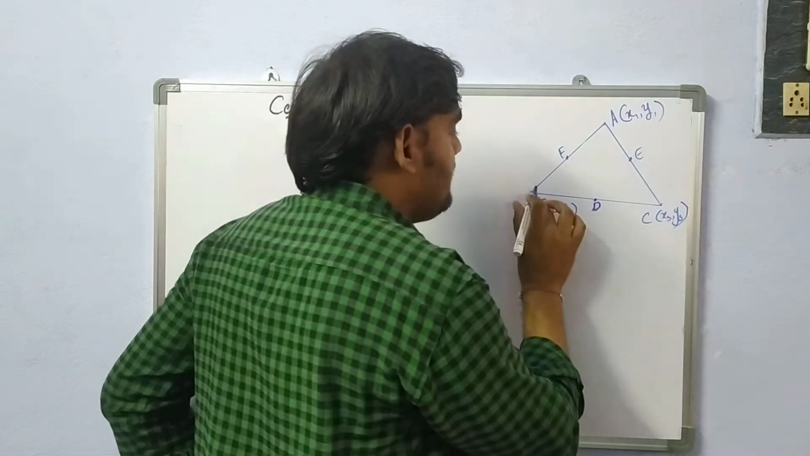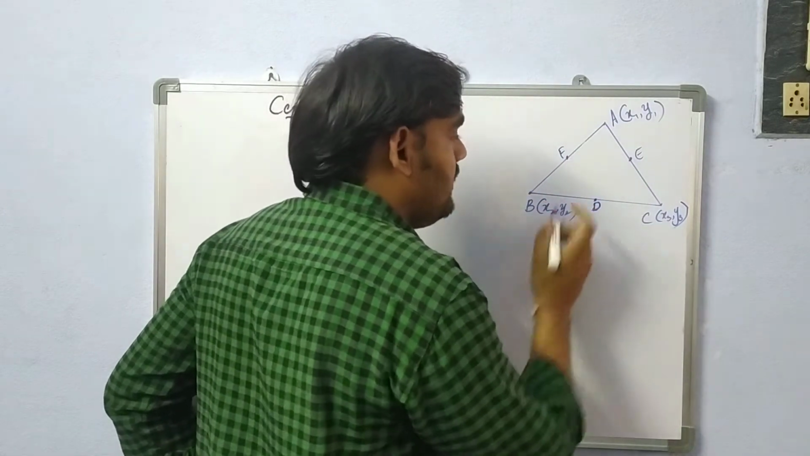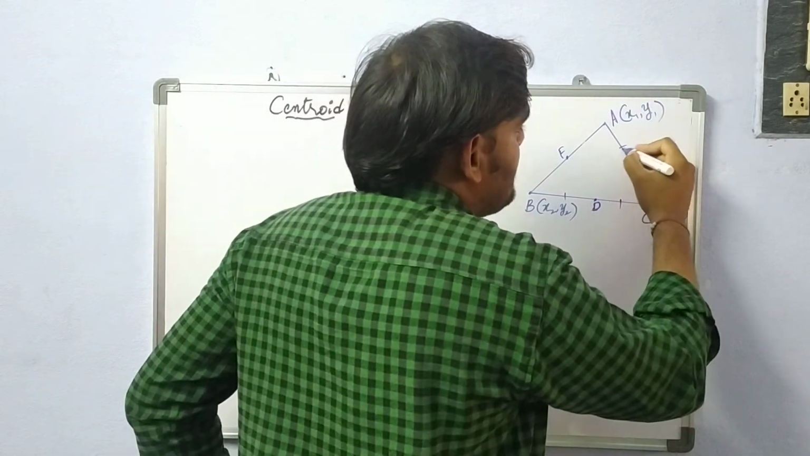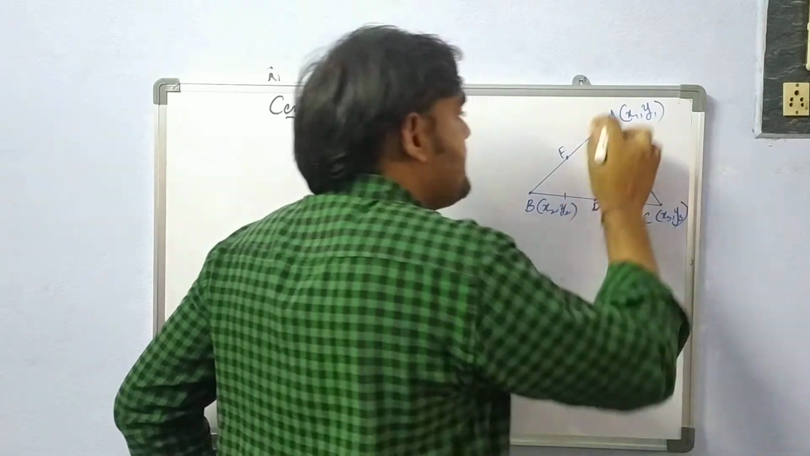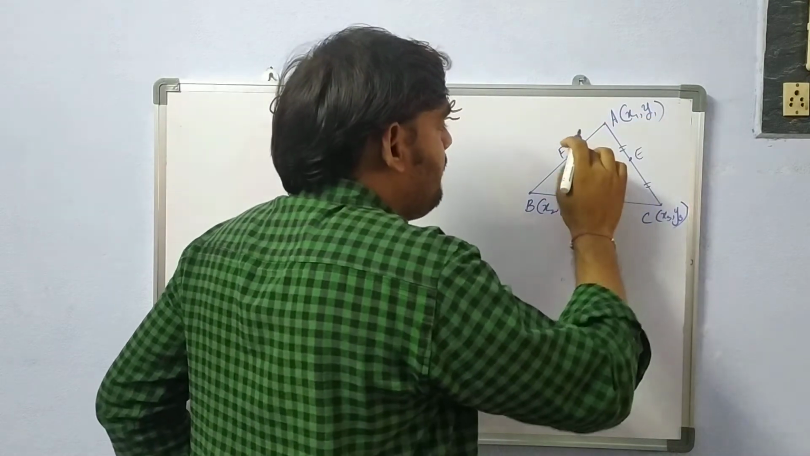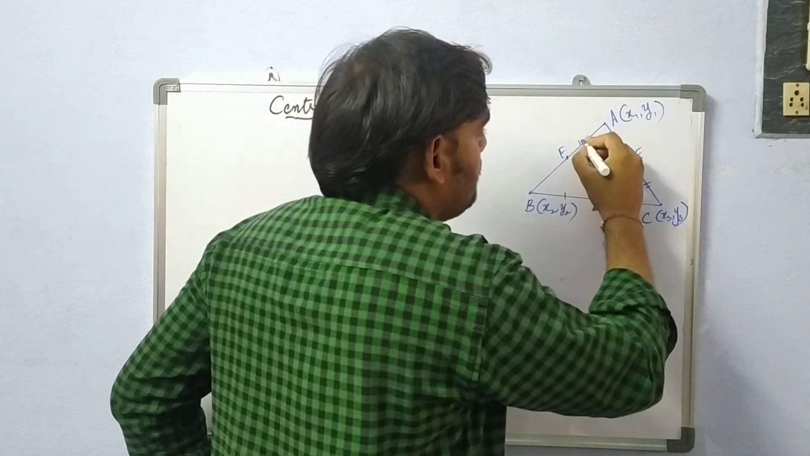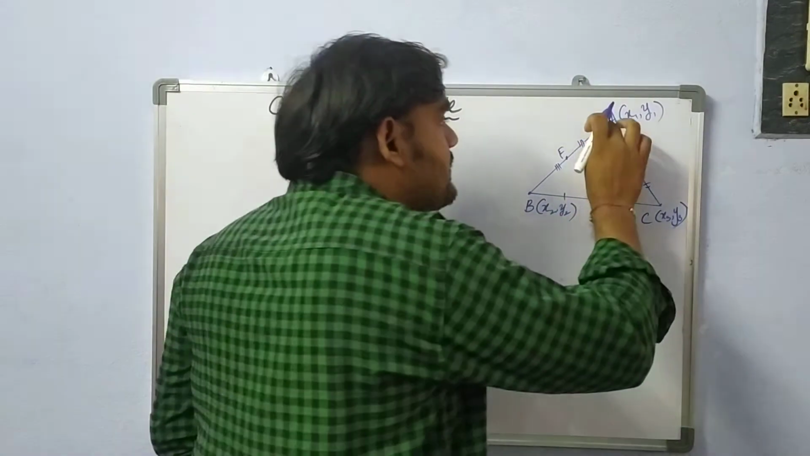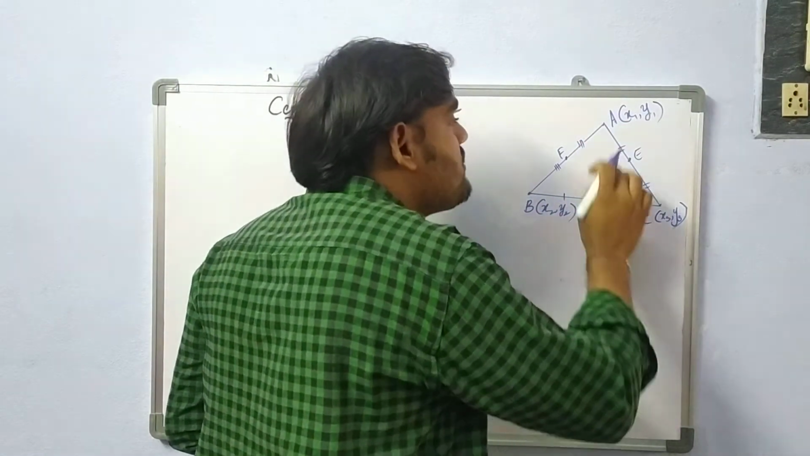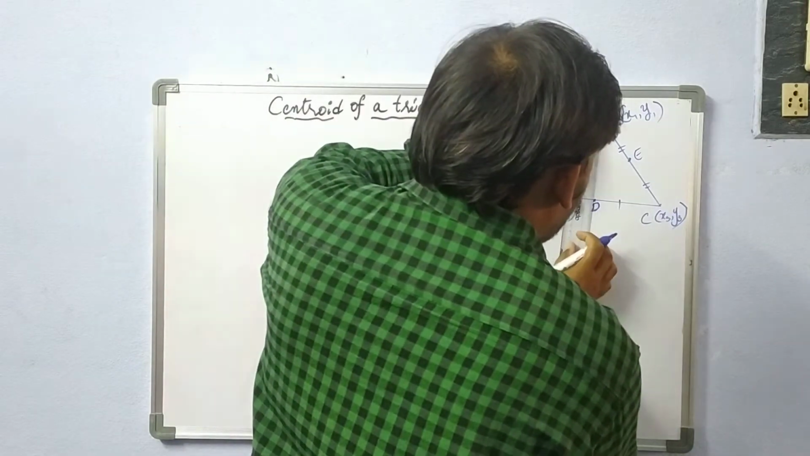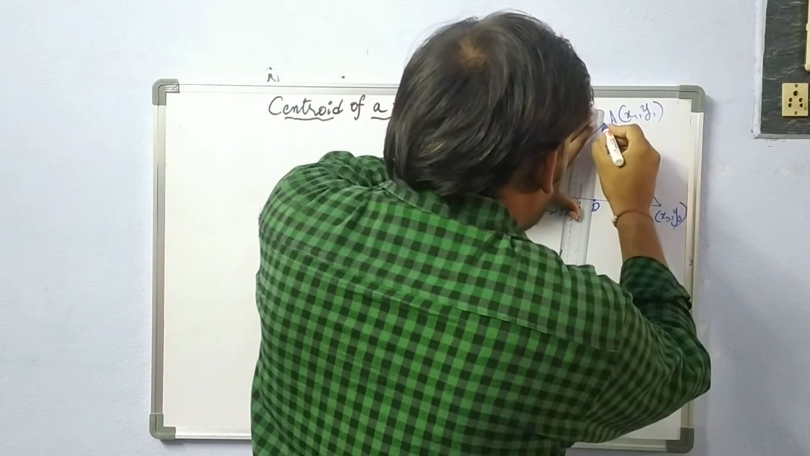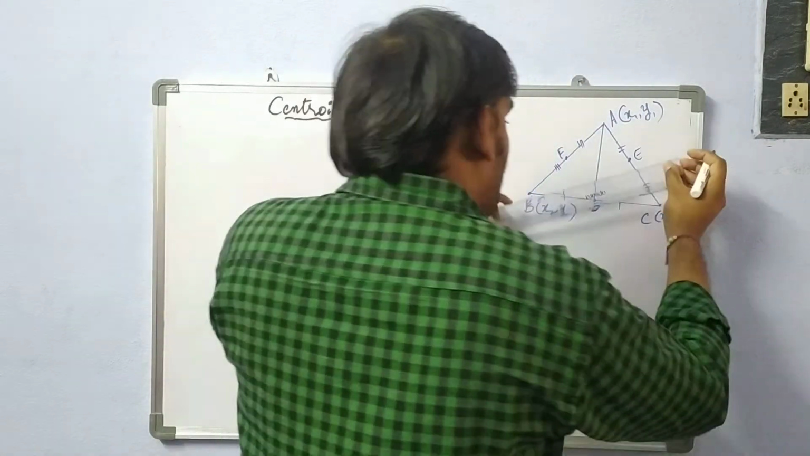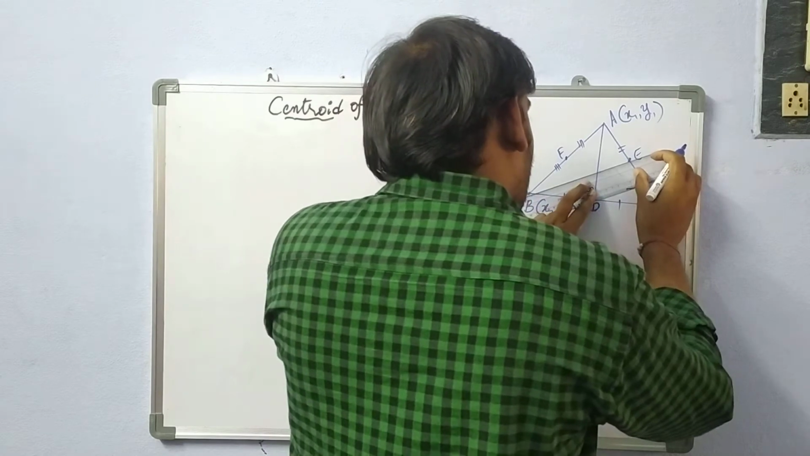Midpoint means the length from B to D is the same as D to C. So the length of this one is the same as this one. Next, the length of A to E is the same as E to C. Next, the length from A to F is the same as F to B. So from a vertex to the midpoint of the opposite side, if you draw a line segment, that is called a median. Next, from here to here, if you draw a line segment, that is also called a median.